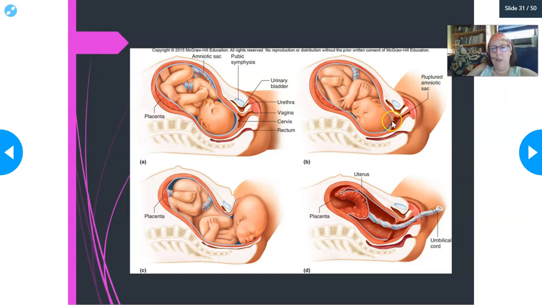This whole process could last hours and hours. With contractions, the cervix will open up more and more until it's dilated fully, 10 centimeters. Then you push, and the muscles will help push the baby out, and then the placenta has to be delivered.